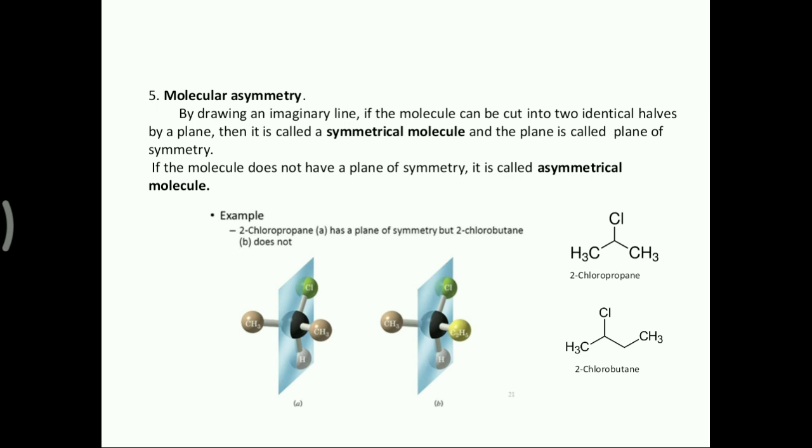The second example is 2-chlorobutane. Now 2-chlorobutane we cannot divide into two equal halves by using a plane, because on the right hand side of the plane you can see a methyl group and on the left hand side you can see an ethyl group. So it is not a symmetrical molecule, or we will call it an asymmetrical molecule. If the molecule does not have a plane of symmetry, it is called an asymmetrical molecule.